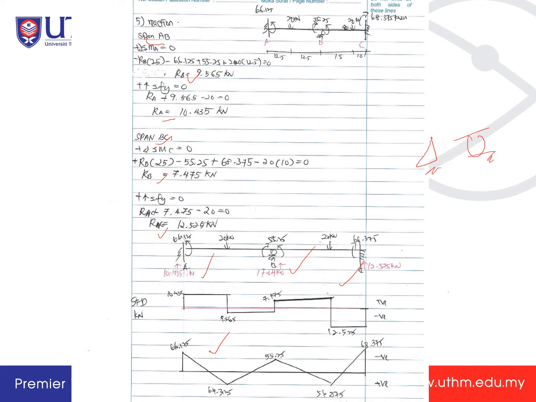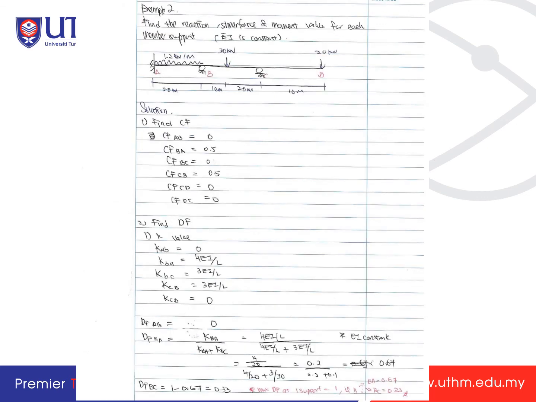Okay, so this is another example where now you have a free end at point D. Okay, and then you can see that you have a support A fixed. Okay, support B is roller, support C is roller. So okay, first you find the DF.